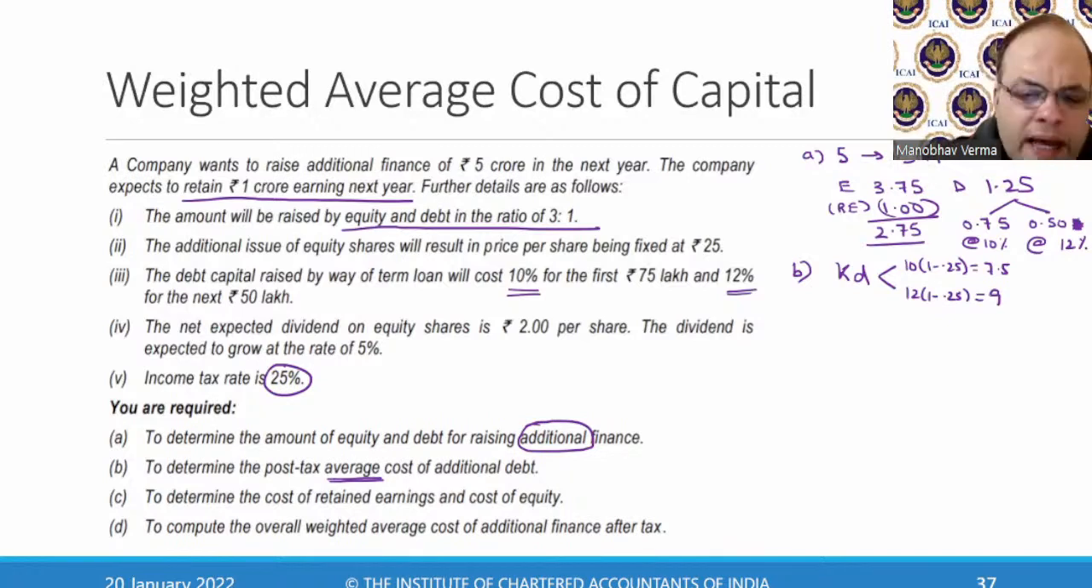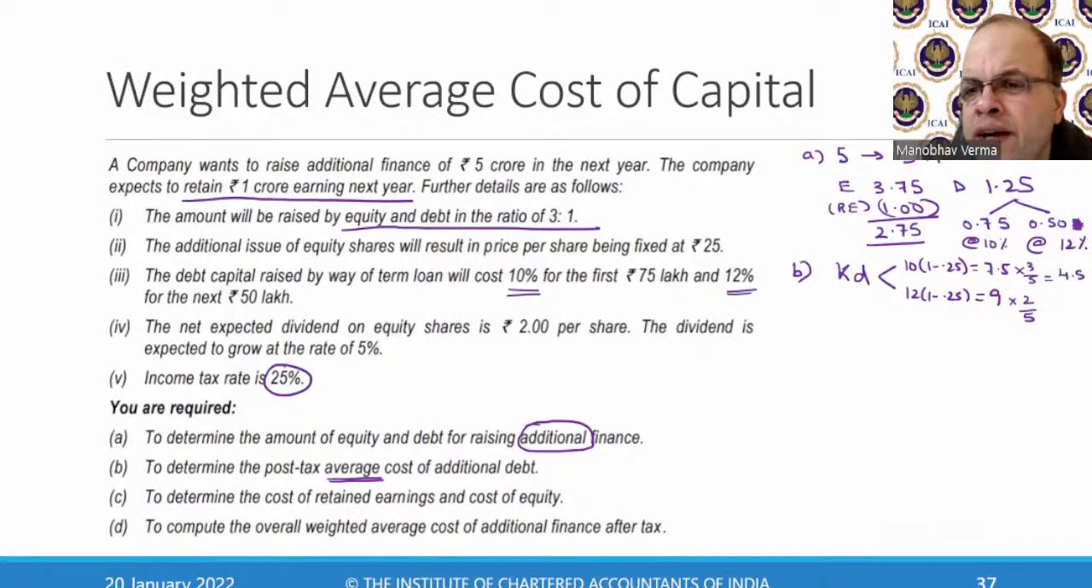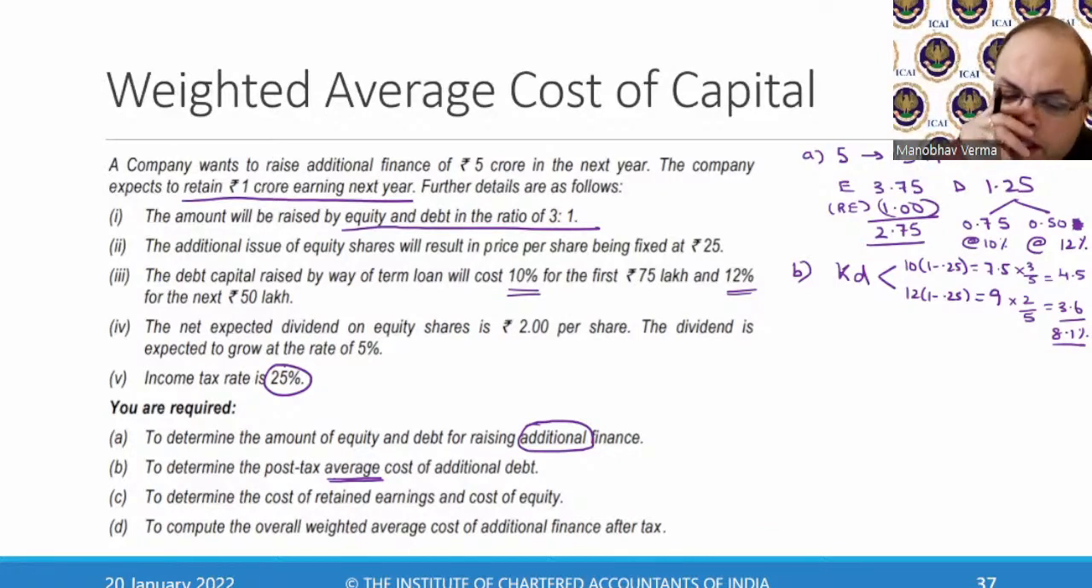So I'm getting a 7.5 and 9, which is after tax, but you have a 75 and 50, which is like 3:2. This into 3/5, this into 2/5. So we're looking at a 4.5 here and a 3.6 here, net 8.1. $8.1. Saurabh, can you please check?